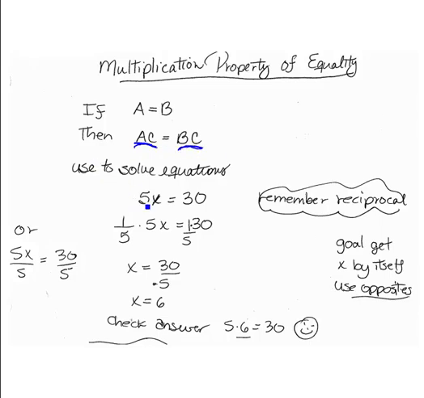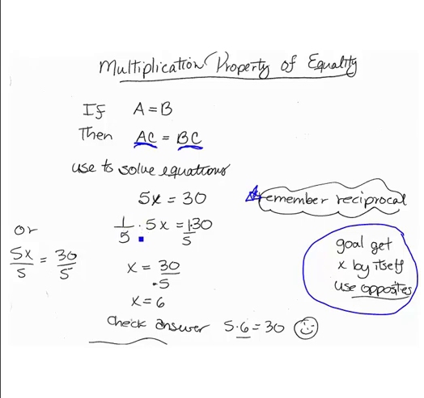For example, if I have 5 times x equals 30, I think, oh, don't forget about reciprocal. What does that mean, reciprocal? And what is my goal? My goal is to get x all by itself, and I'm going to use opposites of what's happening to the x. So in this case, x is being multiplied by 5, so the opposite is either dividing both sides by 5 or multiplying by the reciprocal.